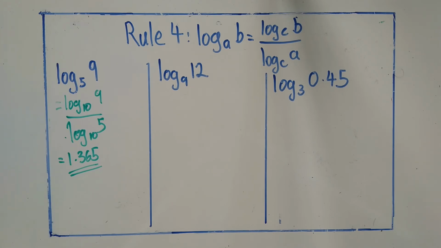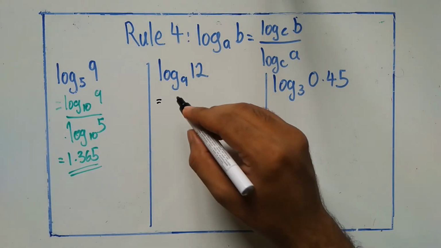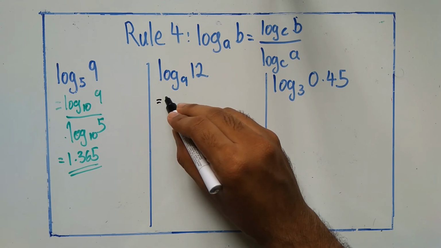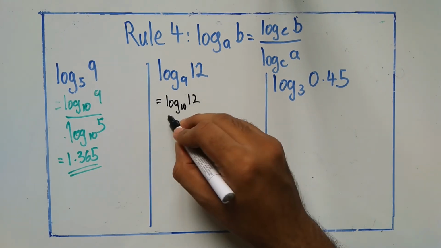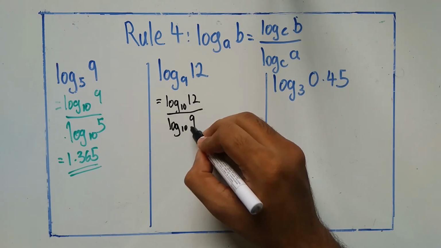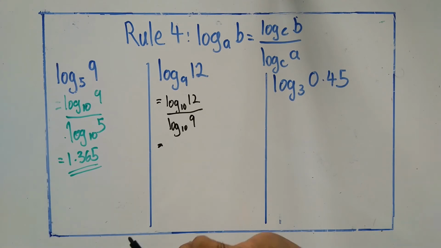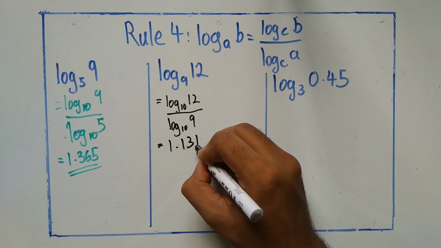In the next example, we have log base 9 of 12. Let's do the same method as in the first example. Here we change to the base of 10. Log base 10 of 12 over log base 10 of 9. This will give us a value of 1.131.